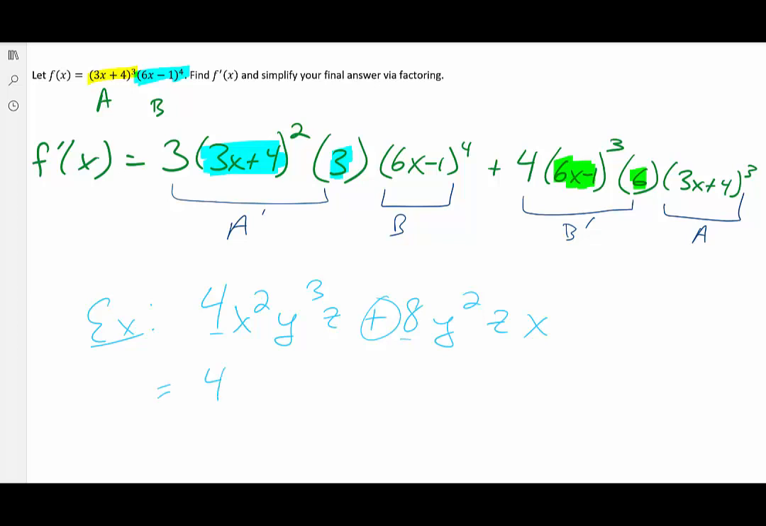Okay, what else can we factor out? We have an x squared on the left term, and just an x to the first in the second term. So we can pull out an x to the first, because remember, we're trying to pull out the greatest common factor.